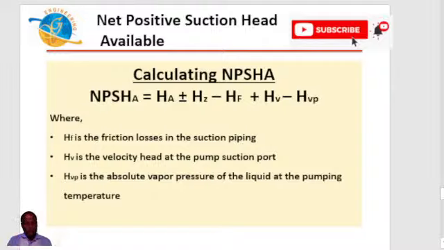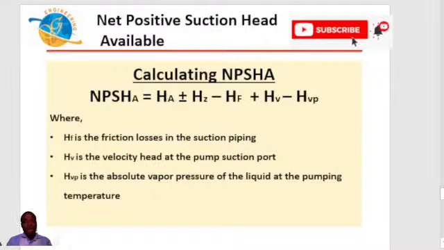But meanwhile, your HV is that velocity head, but it is negligible. Minus your HVP. Your HVP is the absolute vapor pressure of the liquid at the pumping temperature.